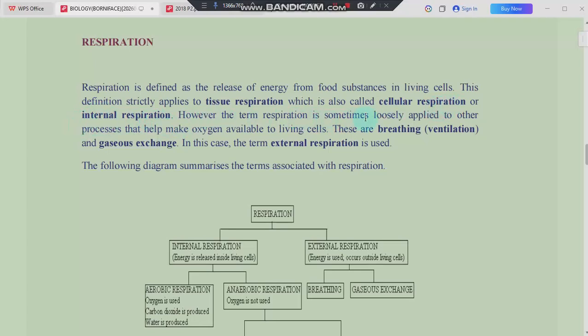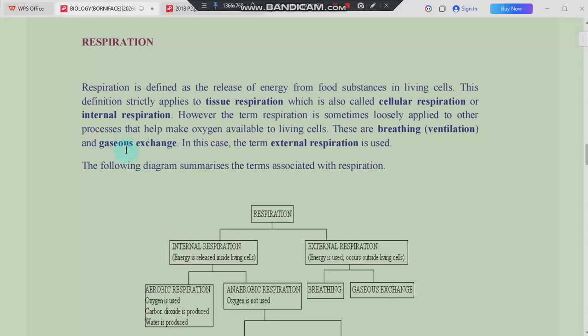Now, this same term respiration can also be used to mean the process that helps to make oxygen available to living cells. Whenever we deal with oxygen being available to living cells, we deal with breathing, which is also known as ventilation, and we also deal with gaseous exchange. And we know over different kinds of organisms, there are different gaseous exchange surfaces. For example, in human beings, the gaseous exchange surface is the alveoli or the air sac.